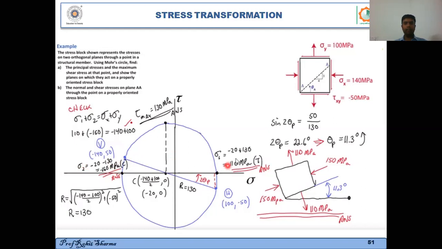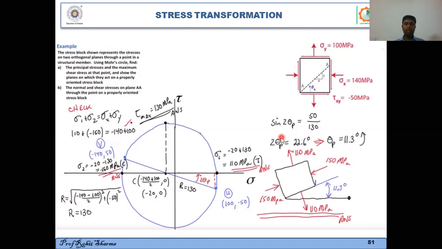So we have found the value of sigma 1 and sigma 2. We've also found the maximum value of shear stress, and we can also find the value of 2 theta p, because we know the value of shear stress at this point, which is minus 50. We know the radius, so we can easily find this angle 2 theta p by using this trigonometric identity. Sine of 2 theta p is equal to 50 upon 130, and 2 theta p will be equal to 22.6 degrees.